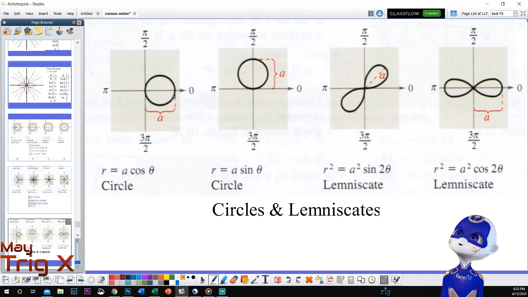You can also draw circles like the first one we did. This is where it's cosine. That one is where it's sine. Then I don't even know how you pronounce this one, but let's just call it a lemniscate. This is when r squared equals a squared sine of 2 theta, and there's the one for cosine of 2 theta. Sine has a diagonal, cosine is horizontal.